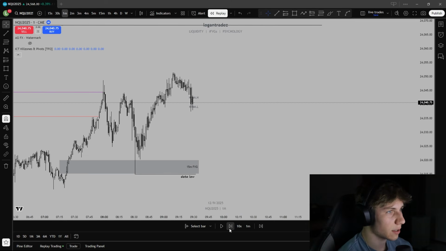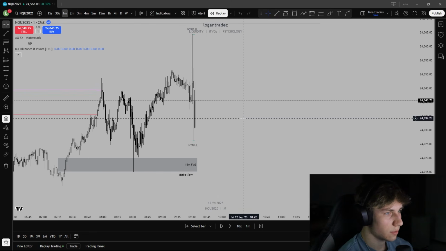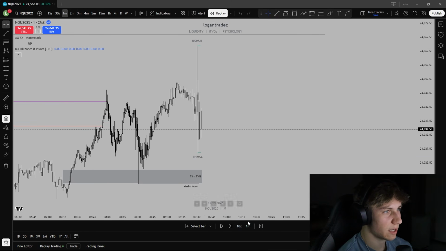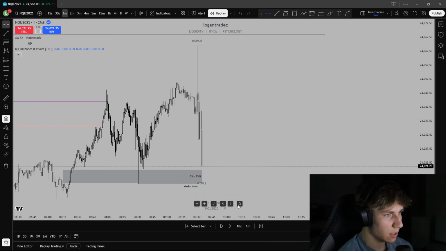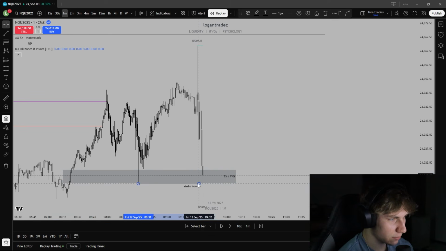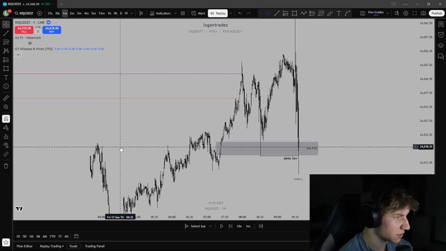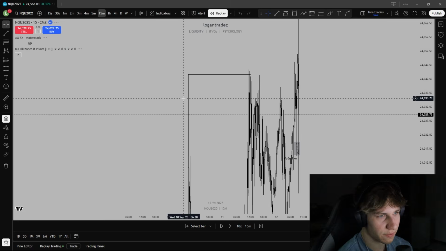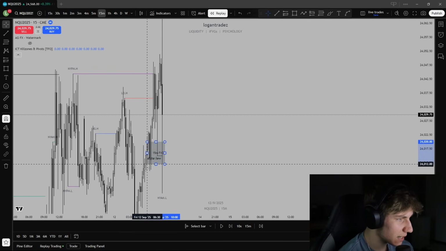So we're going to go ahead and go forward a little bit. You can see we almost touched all-time highs there. And then boom, right here, we take out our data low, delivering off this 15-minute. We actually swept some of these lows below as well. Did we tap into a lower 15-minute maybe? Okay, we did. We tapped into this 15-minute.